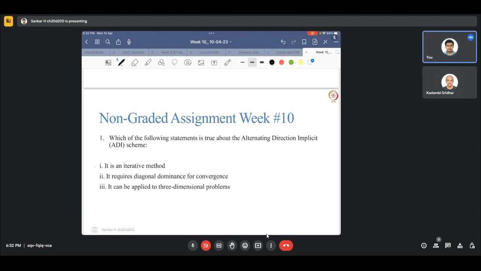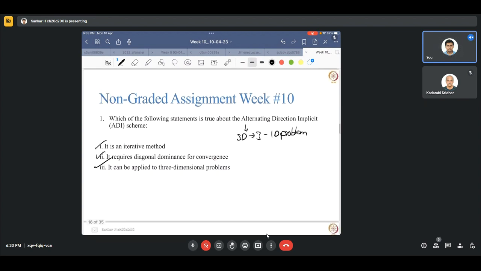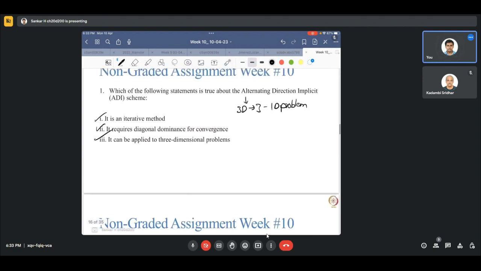All three. We see that the alternating direction implicit method decomposes a 3D problem into three one-dimensional problems and solves them in an iterative manner, and then finds the solution. And since it is an iterative method, it has the condition of diagonal dominance for convergence, and therefore all the three statements are correct.